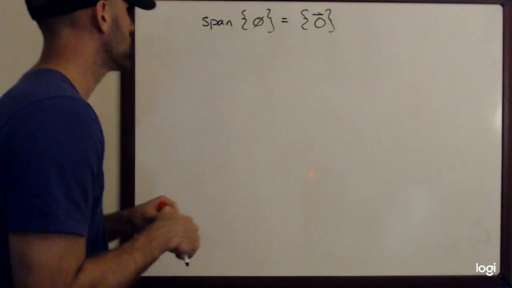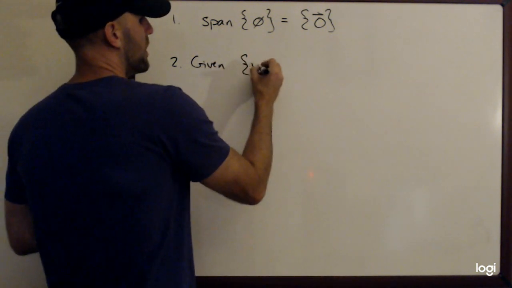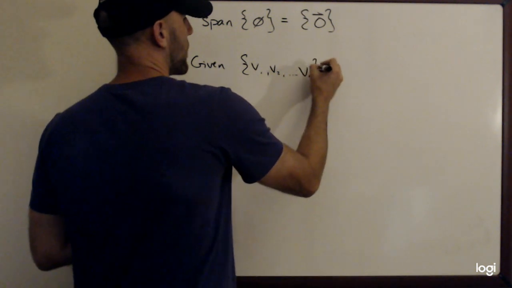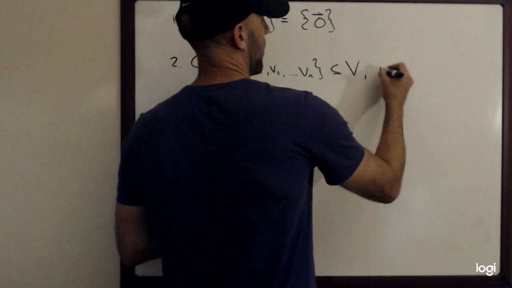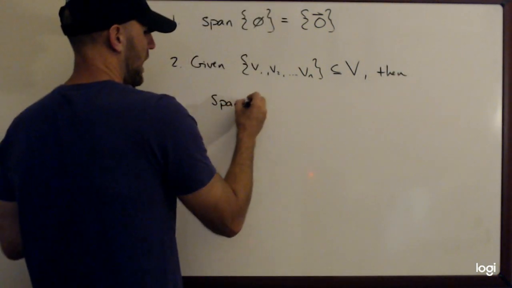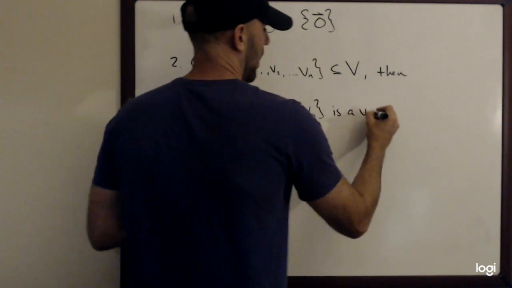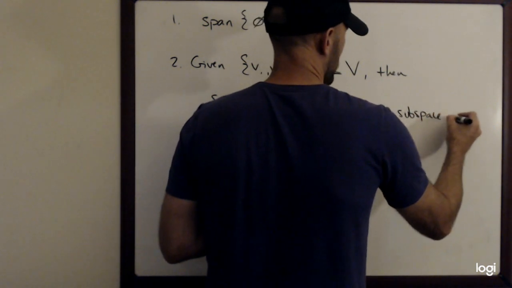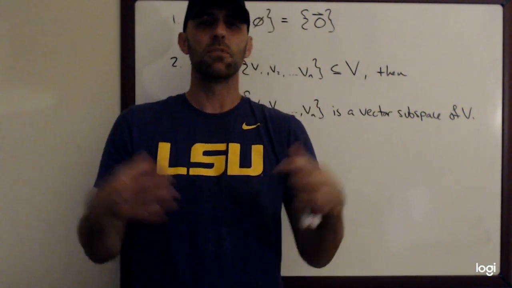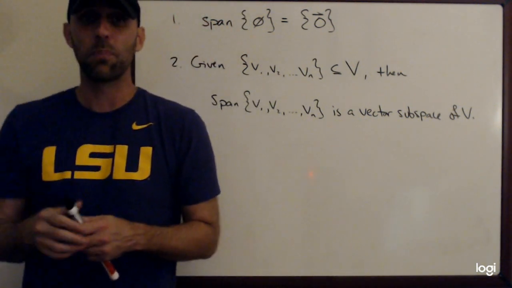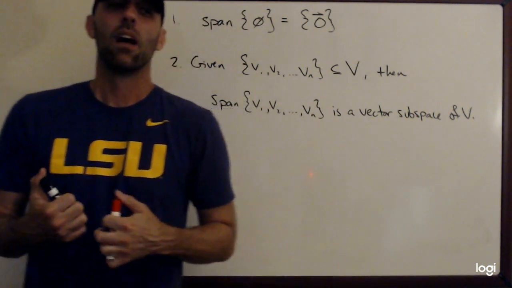But more importantly, this statement's a little bit more important. So here's one. Two, given some collection of vectors taken from a vector space, again, this is just some collection of vectors, we don't know what it is, then the span of that collection is always a vector subspace of the parent space. Now remember what we were saying in 4.3, we were talking about subspaces. We were trying to prove that some subsets were in fact subspaces of vector spaces. Just because it's a subset doesn't mean it's a subspace.